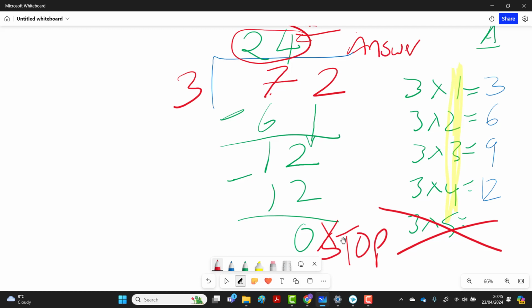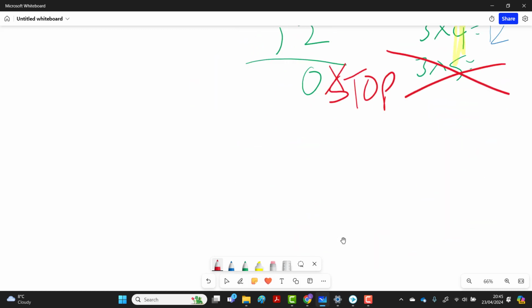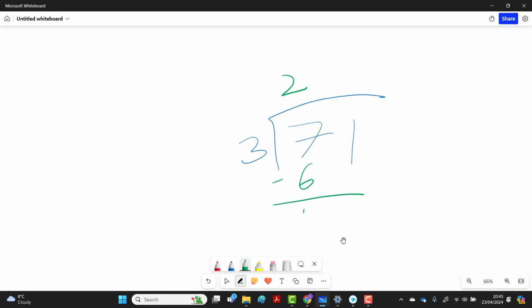Okay. Great. So let's do one where you have a remainder. Let's do 71 divided by 3. How many 3s go into 7? 2, remainder 1. How many 3s go into 11? If I know my 3 times table, 3 times 1 is 3, 3 times 2 is 6, 3 times 3 is 9, 3 times 4 is 12.